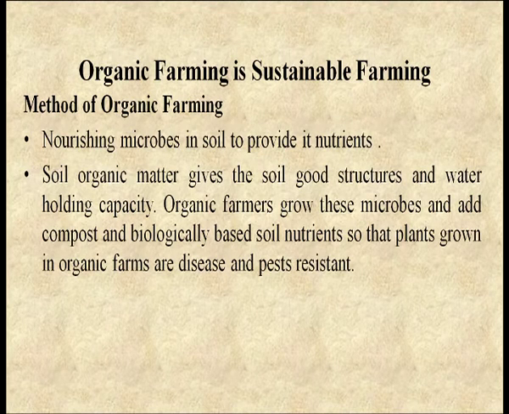Now come to the method of organic farming. Nourishing microbes in soil to provide its nutrients. Soil organic matter gives the soil good structure and water holding capacity. Organic farmers grow these microbes and add compost and biological based soil nutrients so that plants grown in organic farm are disease and pest resistant.